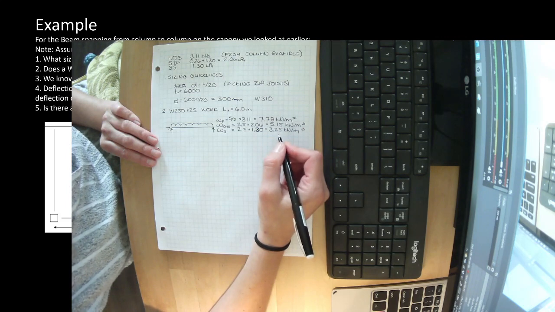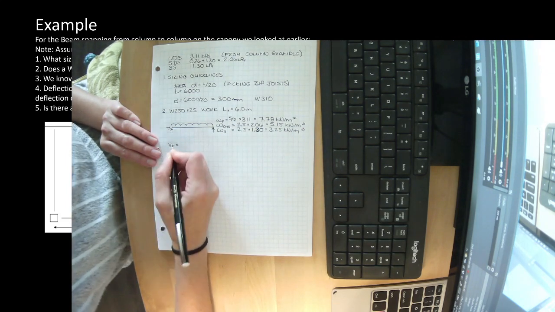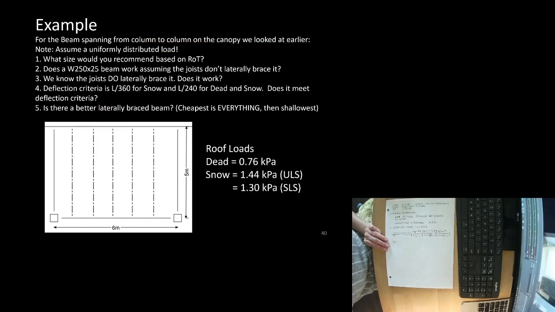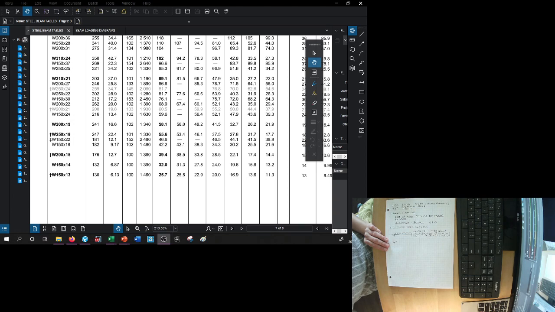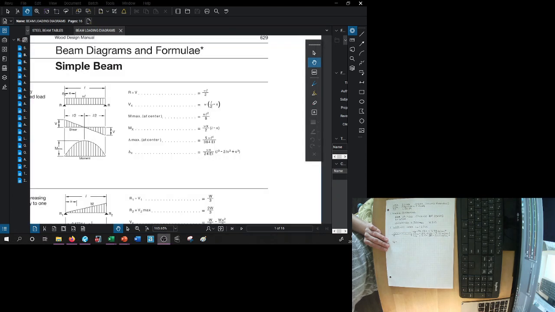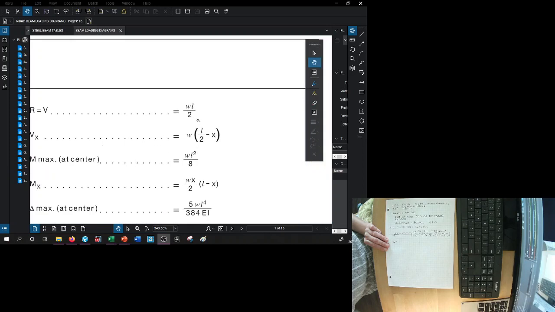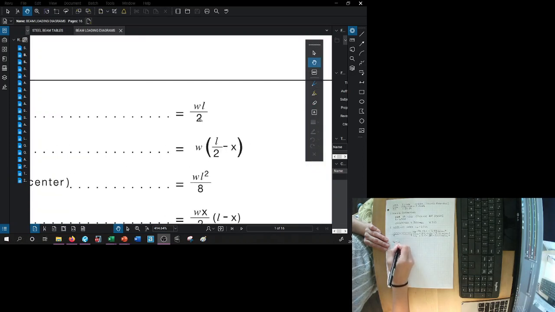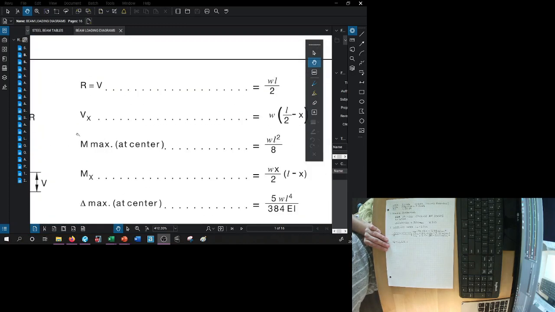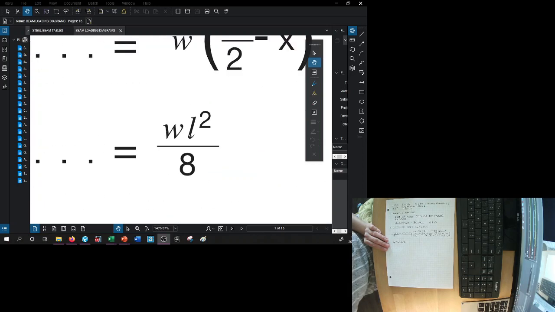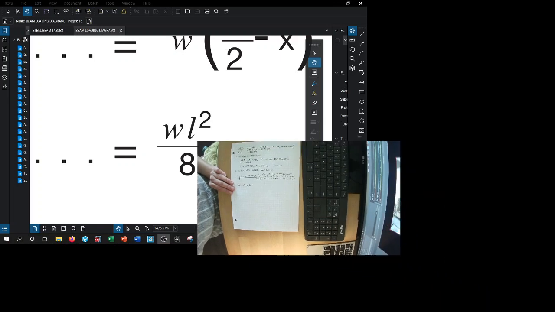Well, now that we have the one for strength, it's really important to figure out what our VF is. You guys remember our beam loading diagrams. If we bring these up, we know that for a simply supported beam with a uniformly distributed load on it, shear is WL divided by 2. But we have a WF, so that means we get to figure out our factored shear here. And we know that our moment is the worst at the center, so MF will be WFL squared divided by 8.